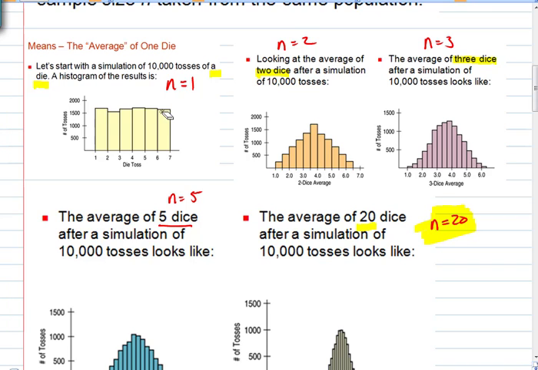We get a uniform distribution if we're only rolling 1 die and keeping track of the numbers that come up. Here, we're rolling 2 dice. But notice the middle of this value here is about right in here.